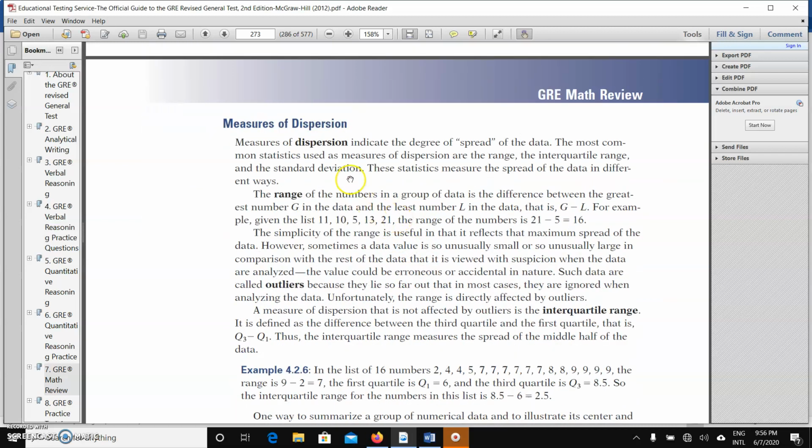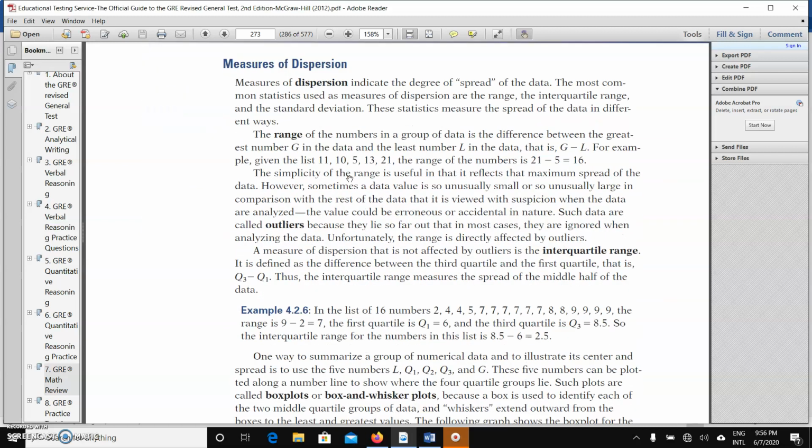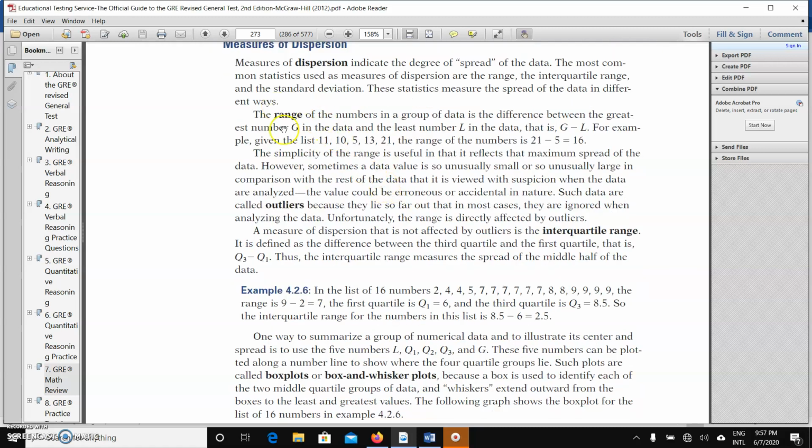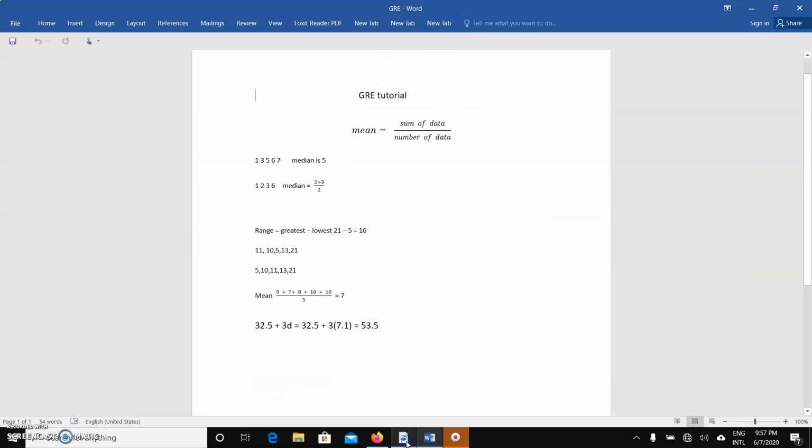Let me talk about dispersion. Measures of dispersion indicate the degree of spread of data. The most common statistics used to measure dispersion are the range, the interquartile range, and the standard deviation. Now, this is very important. When you're talking about the range of a distribution, you're talking about how dispersed it is. The formula is just G, the greatest data, minus the least data. That's all.